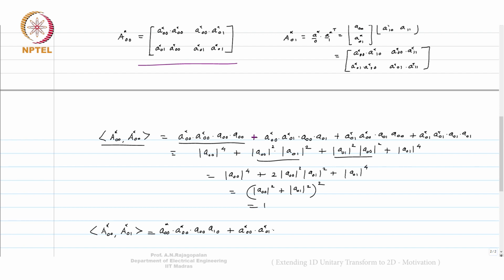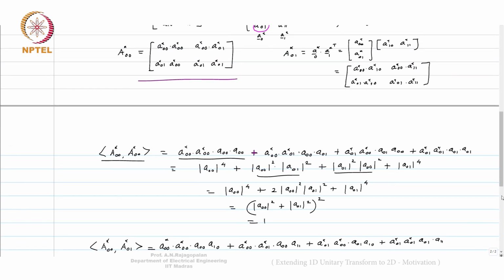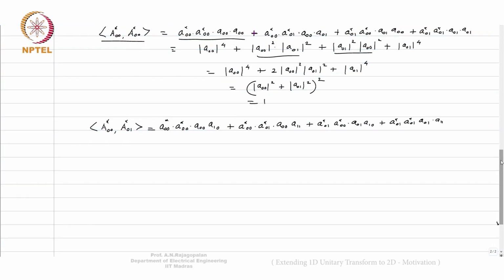A star 0 1, A 0 0, A 1 1 plus A star 0 1, A star 0 0 into A 0 1, A 1 0 plus A star 0 1, A star 0 1, A 0 1, A 1 1, A 1 1. Okay, so now let's try to simplify this.